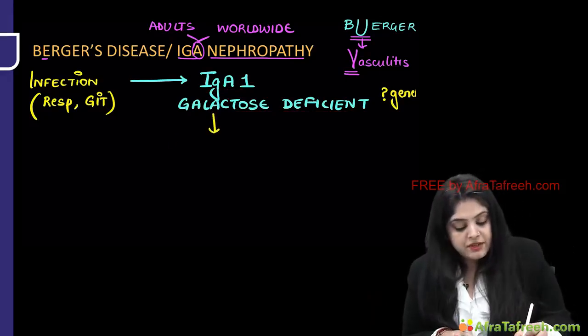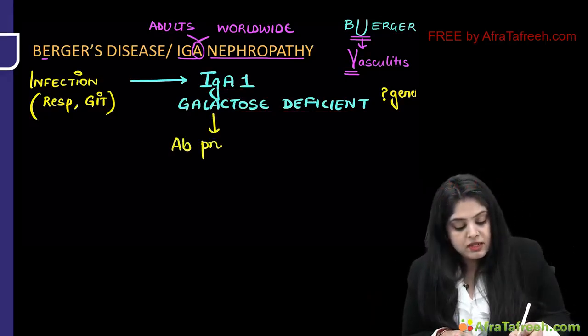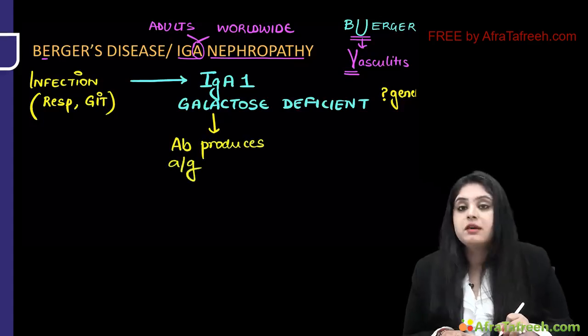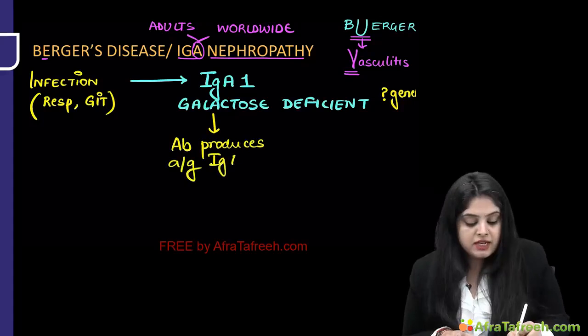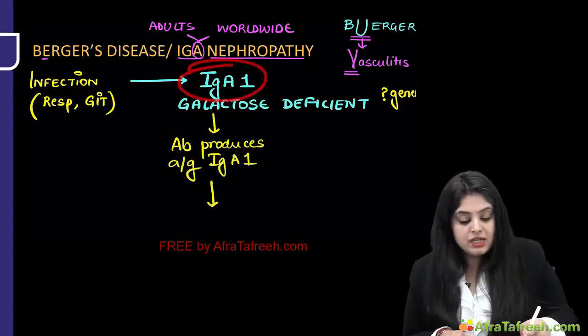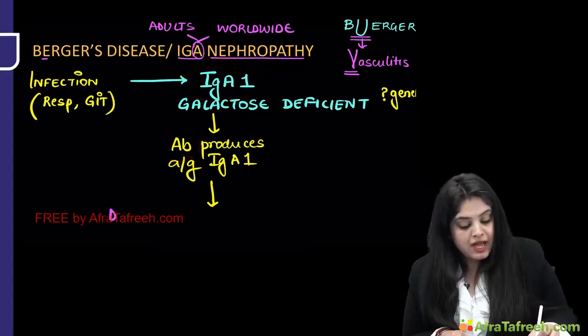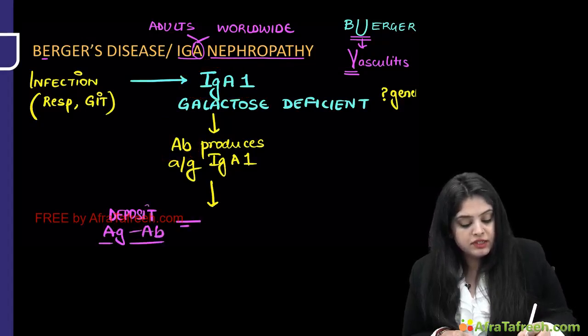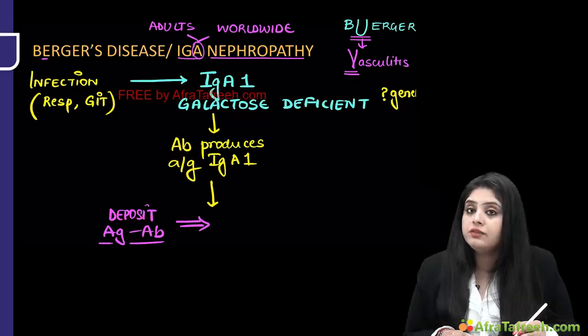Can I say there are further antibodies that are produced against this? There are further antibodies that are produced against IgA1. So you can say this behaves like an antigen and antibodies are going to come across it. This will then go and deposit in the kidney. The antigen antibody complex then goes and deposits in the kidney. Which part of the kidney?